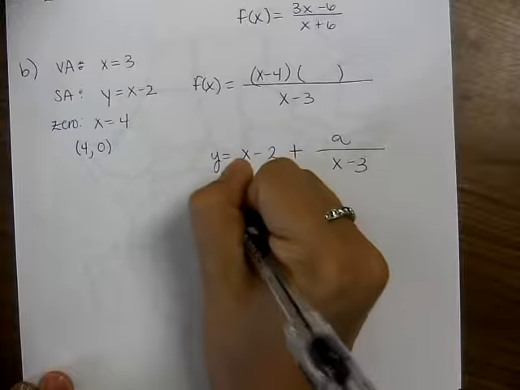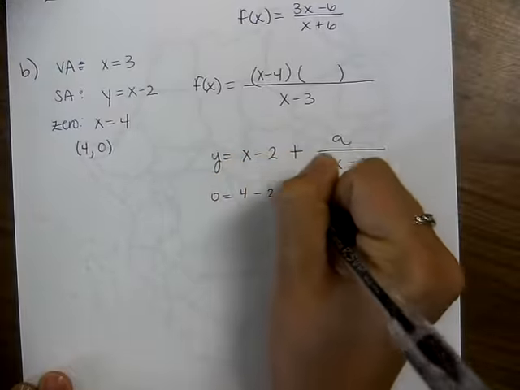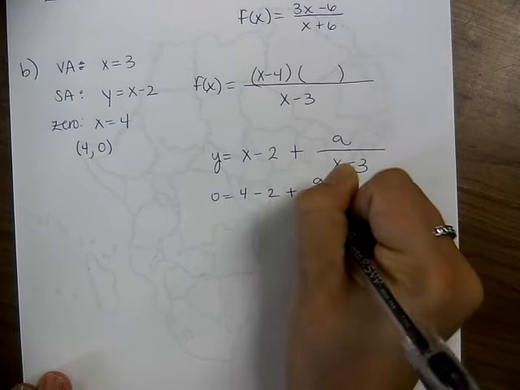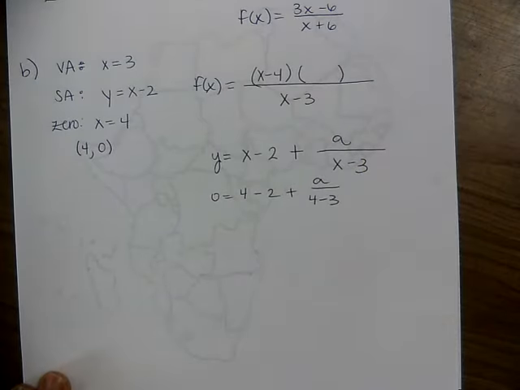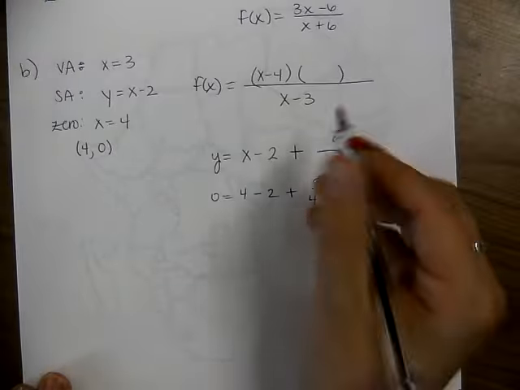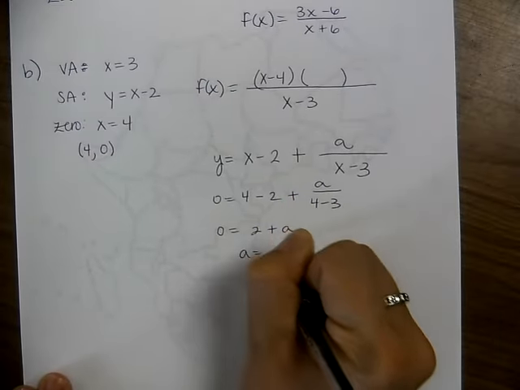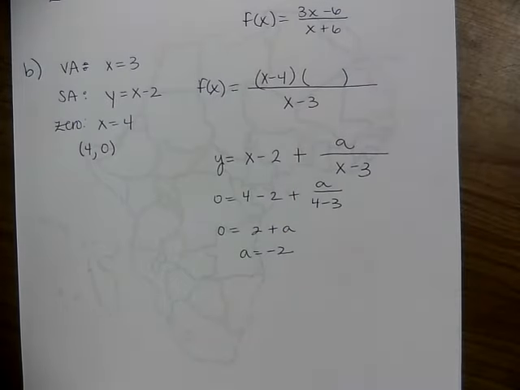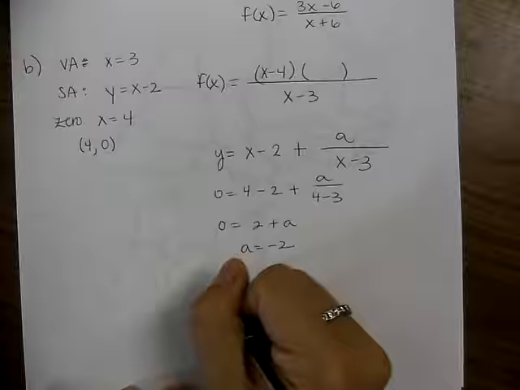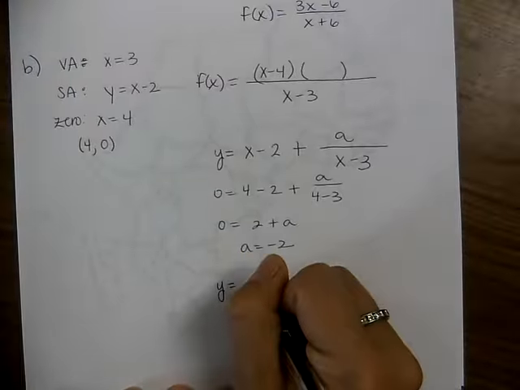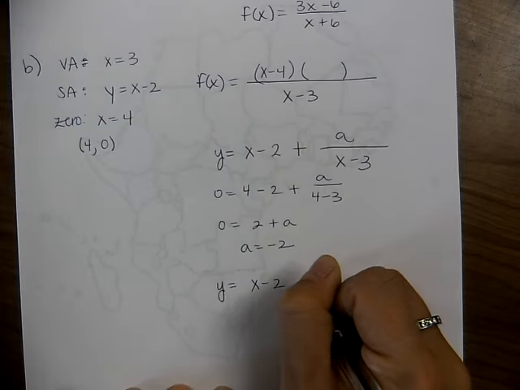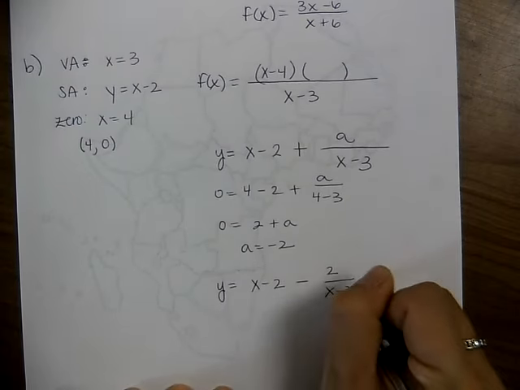So now I'm going to take 0 for y and 4 for, I'm sorry, for x. Okay, so let's see, this is going to give me 0 = 2 + a, so therefore a = -2. Right? You have to subtract 2 to the other side to solve for a. Okay, so now my slant asymptote, the equation of it was really y = x - 2 - 2/(x - 3).